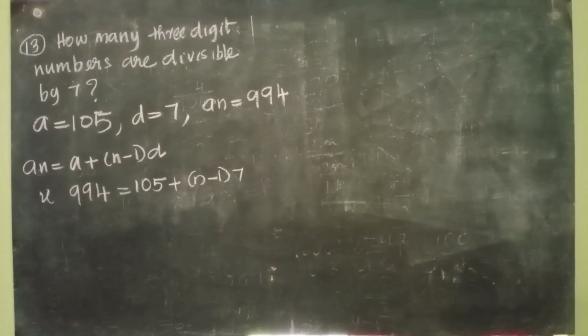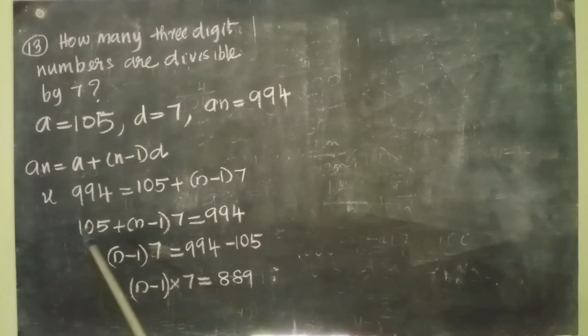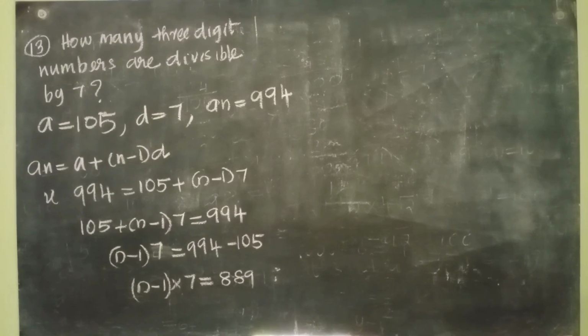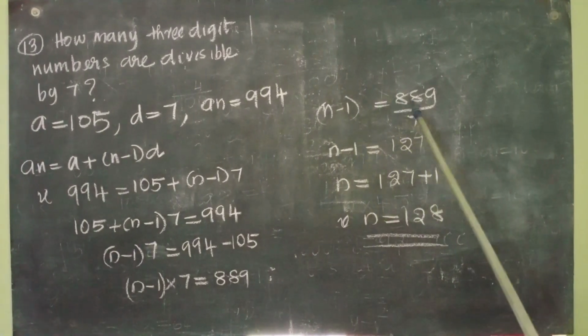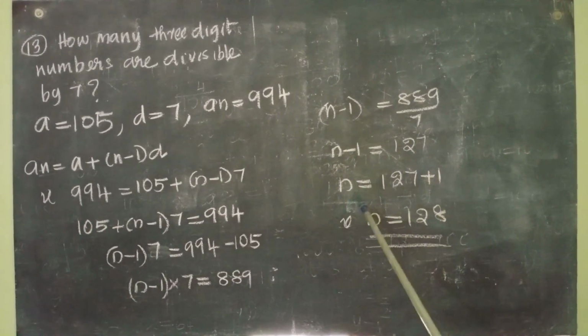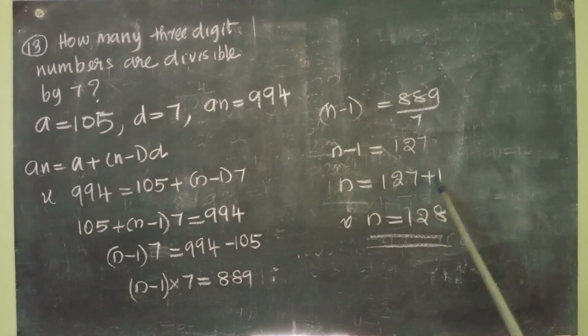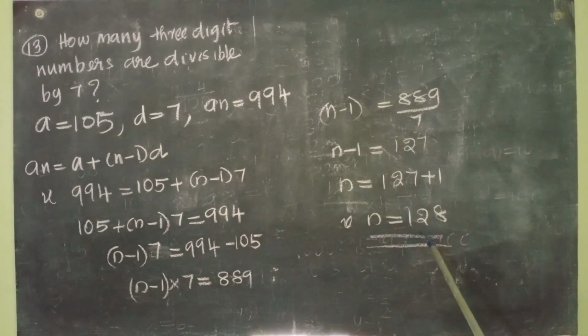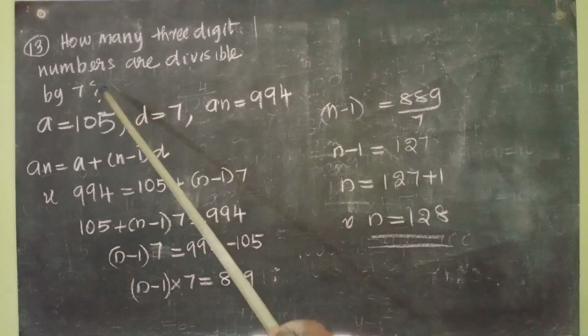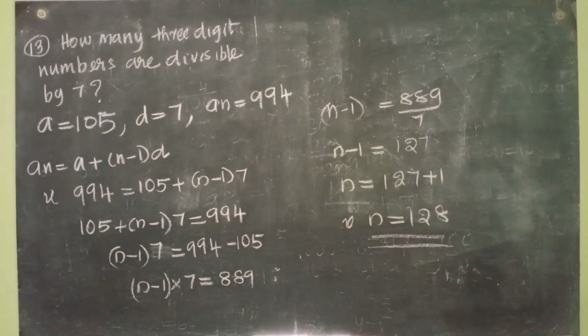Let us change the sides. 105 plus (n minus 1) into 7 equal to 994. (n minus 1) into 7 equal to 994 minus 105. (n minus 1) into 7 equal to 889. n minus 1 equal to 889 divided by 7, that is n minus 1 equal to 127. n equal to 127 plus 1, that is n equal to 128. So there are 128 3-digit numbers divisible by 7.